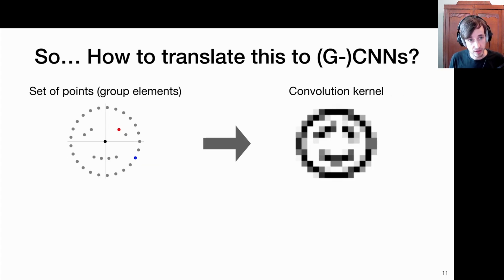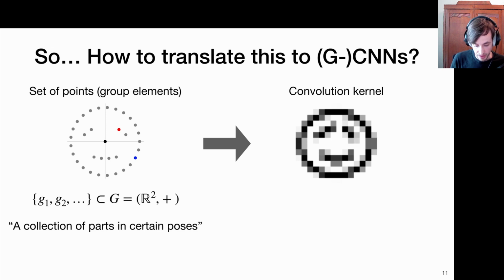So we can think of collections of group elements as describing some feature or some object made out of lower level parts. But we need to translate this somehow to CNNs. We want to use this knowledge to build group convolutional neural networks. So on the one hand, we have that descriptors could be described as a point cloud of parts in certain poses relative to each other, for example, relative to the nose.